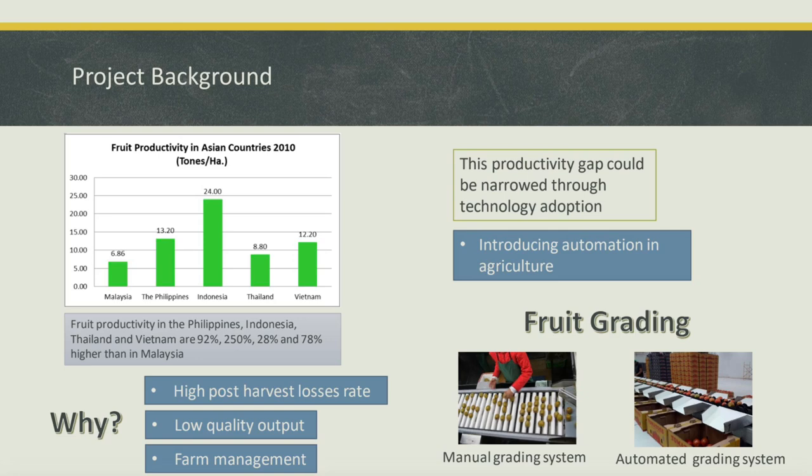This productivity gap could be narrowed through technology adoption such as automation. Automation in agriculture comes into play to increase productivity, quality and economic growth of the country. Fruit grading is an important process for producers which affects the fruit quality evaluation and export market. Although grading and sorting can be done by humans through manual grading, it is slow, labor intensive, error prone and tedious. Hence, there is a need for an automated local fruit grading system.